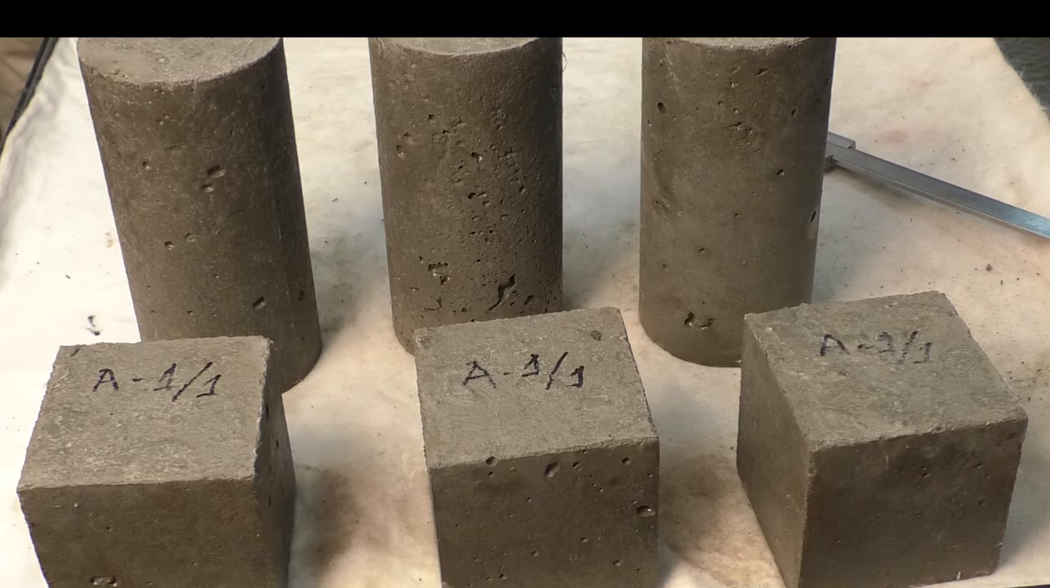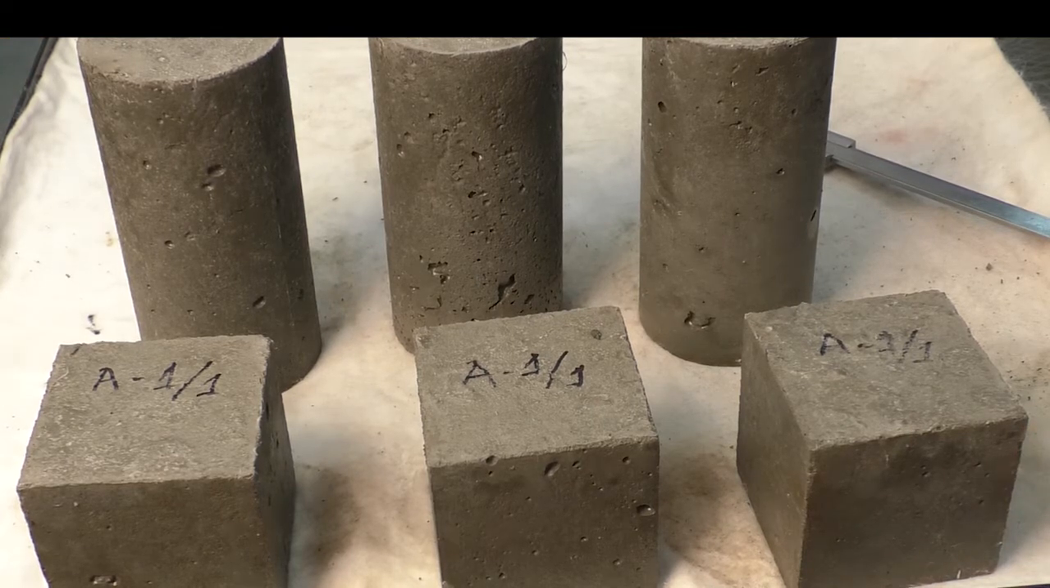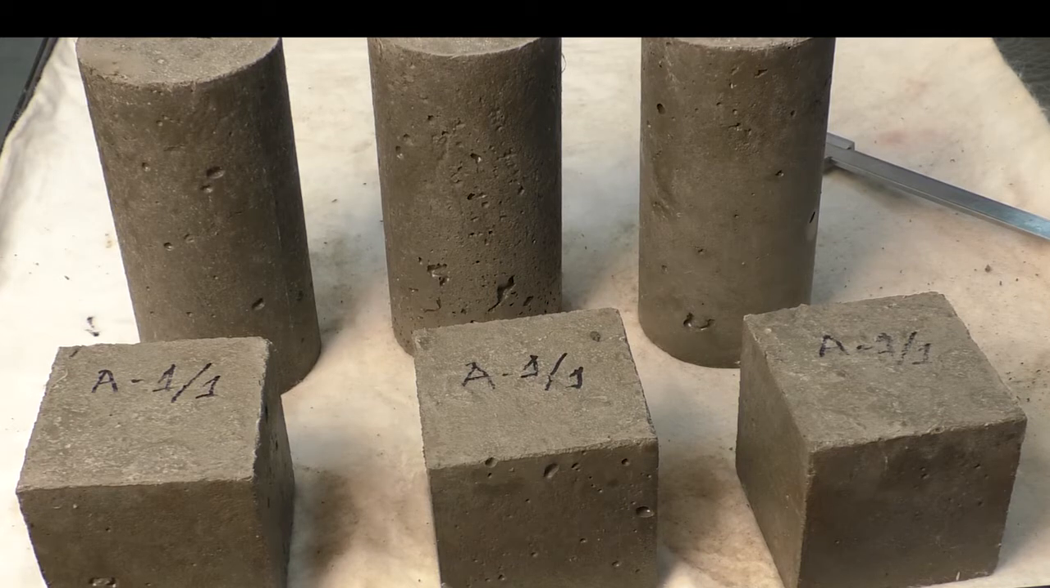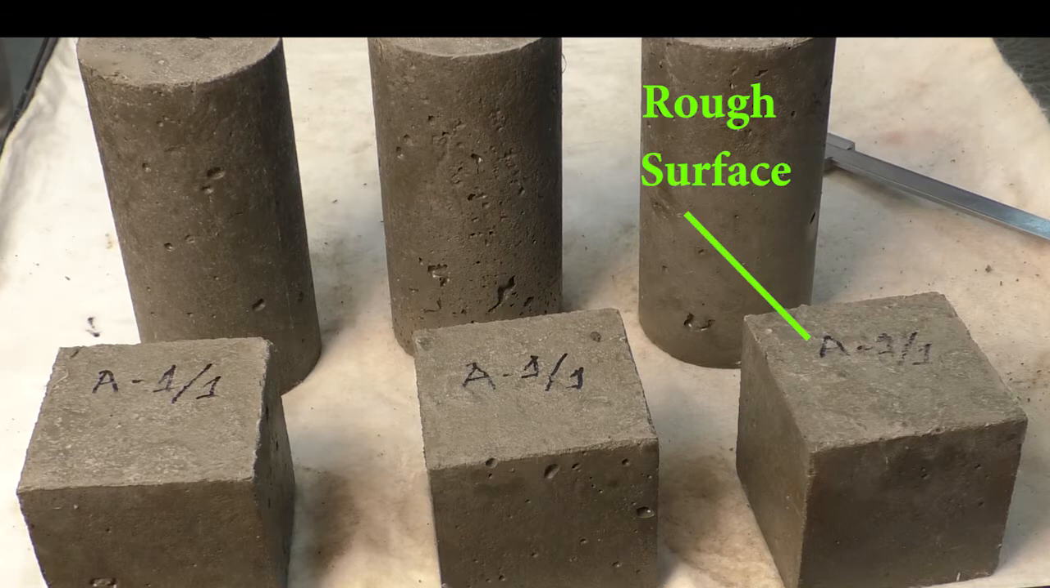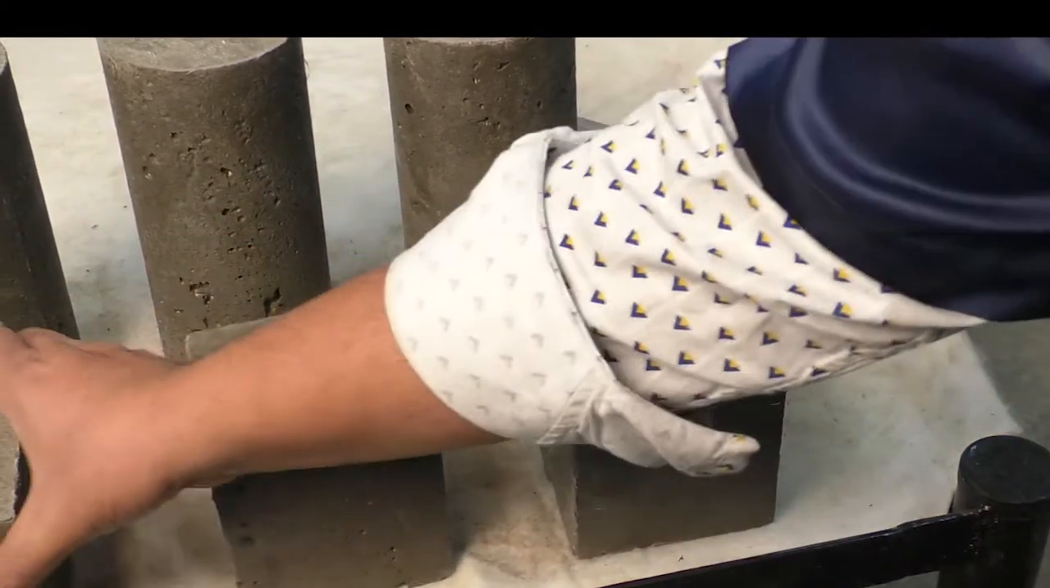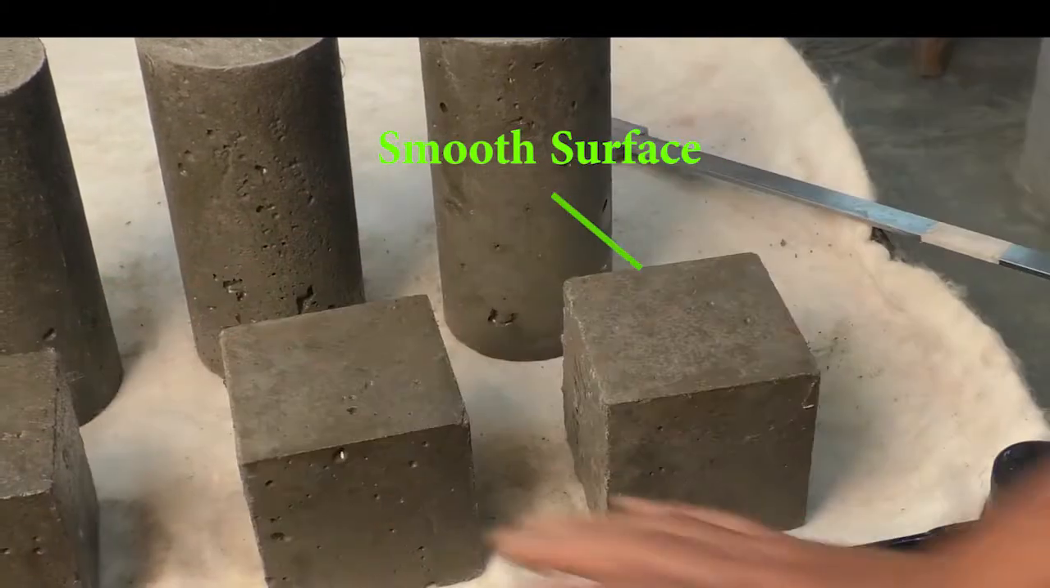At the specified test age, samples should be removed from the storage tank and water is wiped off the surface. For cubes, we need to select two parallel surfaces as loading surface, which were in contact with the mold surface to ensure smooth loading surface. The top surface is rough since it was not in contact with mold. Hence, we rotate each of the three specimens by 90 degrees. The other surfaces will be smooth.